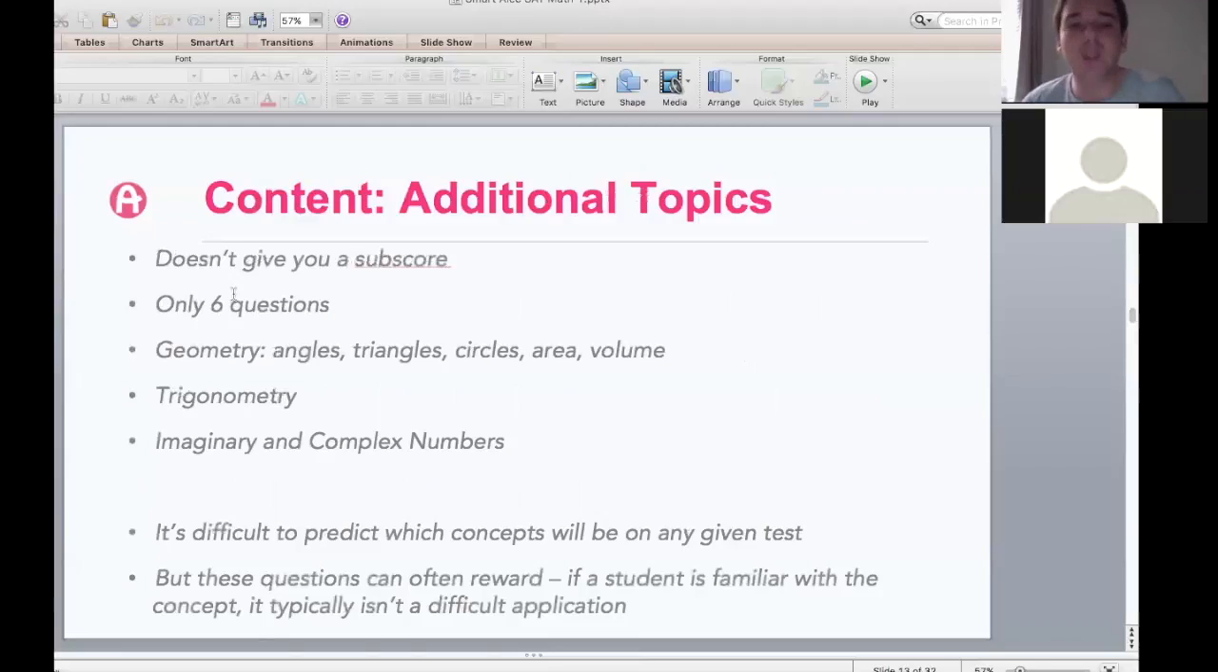Additional Topics, again, don't give you a subscore. It's the smallest section with only 6 questions. When it comes to geometry, it's talking about angles, triangles, circles, area, and volume. For trig, from my experience, it's typically easier than what they have on the ACT. And also with imaginary and complex numbers, they really aren't getting horribly in-depth or complicated. But again, if they've seen the concept, they can normally figure it out. But there are many students who, as a function of only having taken Algebra or maybe being in Geometry when they're taking the class, aren't up to speed with these topics.